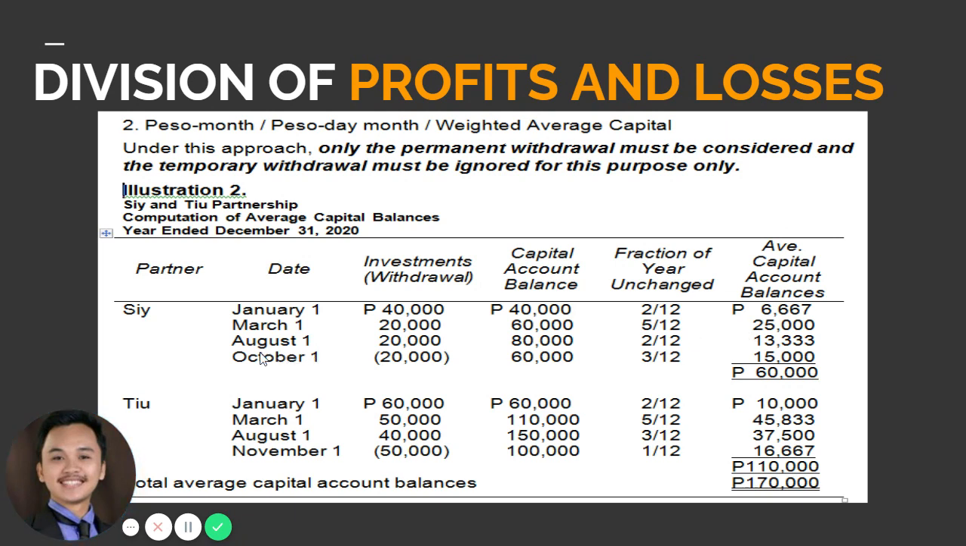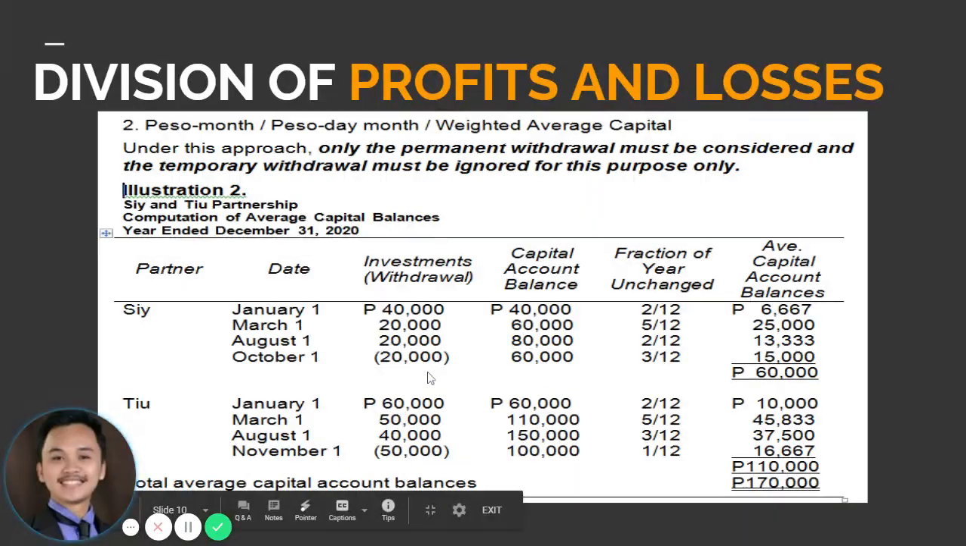And for August, we have 20,000. So 20,000 plus our existing capital balance of 60, we will have 80,000 capital balance as of August 1, times 2 over 12. 2, because the next entry is on October 1. There are 2 months separating August and October, so that's August and September. So that's 2 over 12. And then we also have withdrawals.